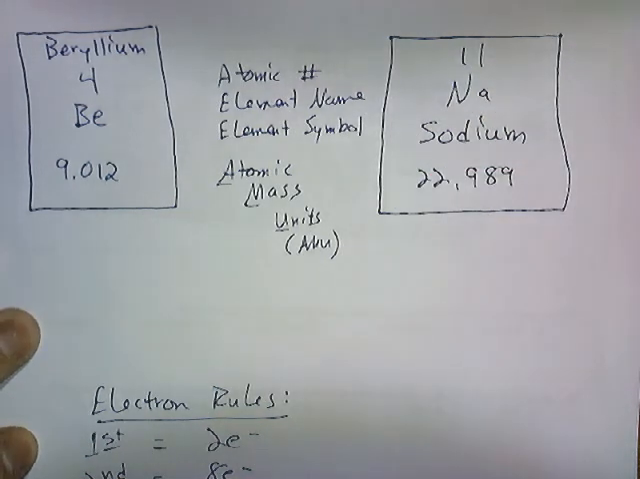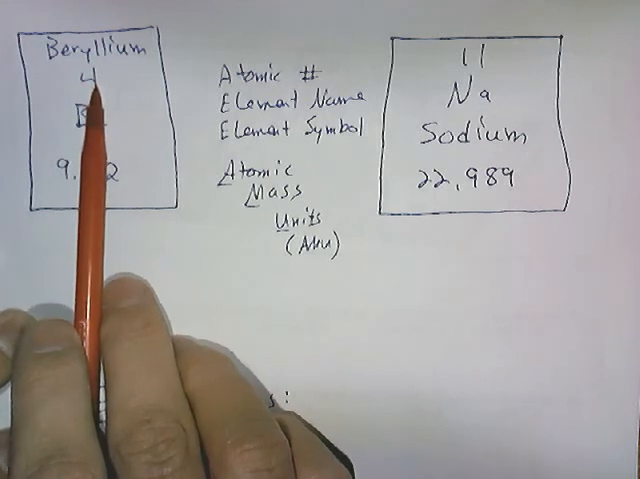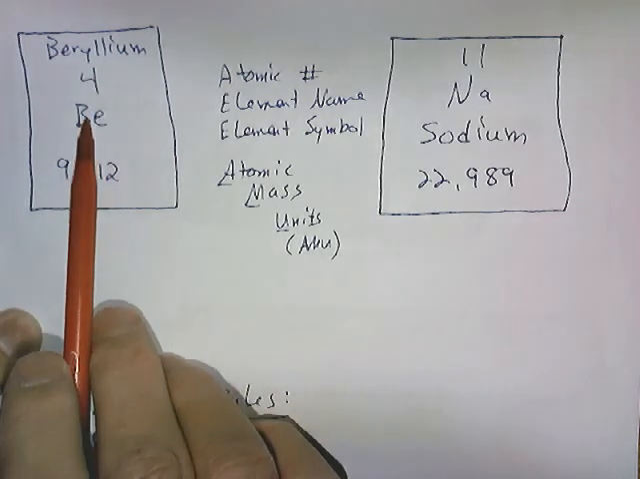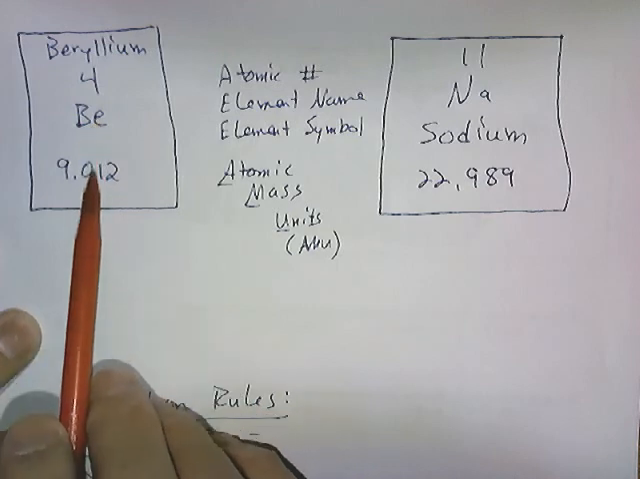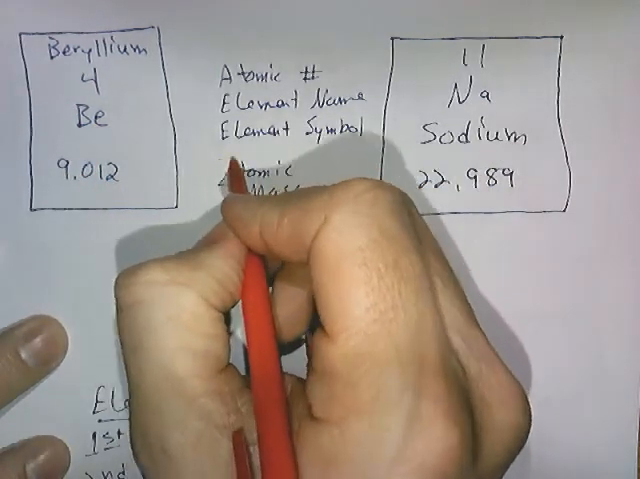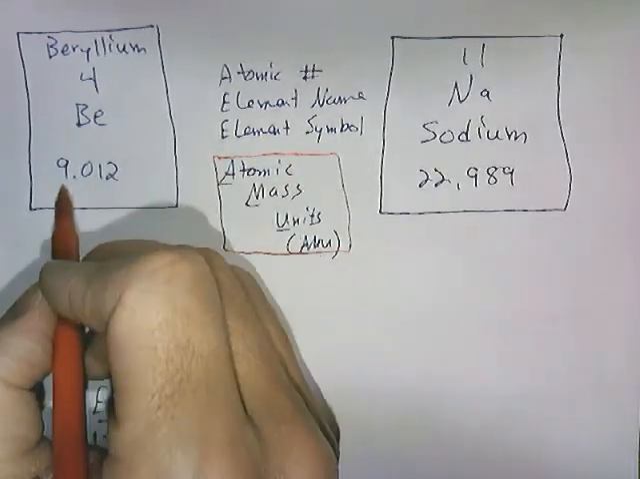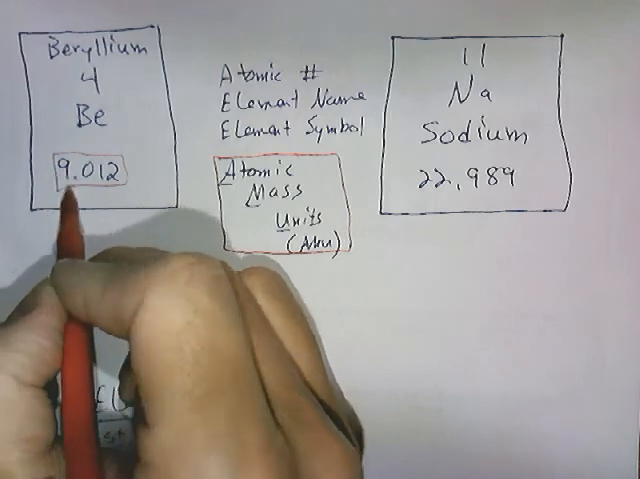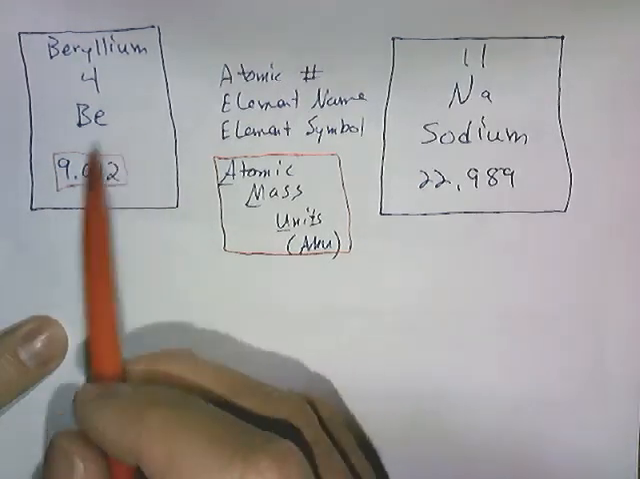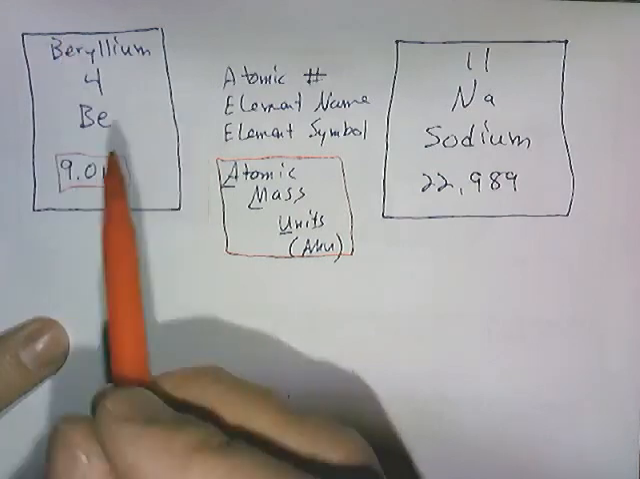So here goes. We'll start off with beryllium. It's number 4 on the periodic table, right? It's an element. Its symbol is Be, and its atomic mass is 9.012. So atomic mass is going to be a value that you'll need to make sure you know where to find. It's typically represented at the bottom of the actual element square that's identified.